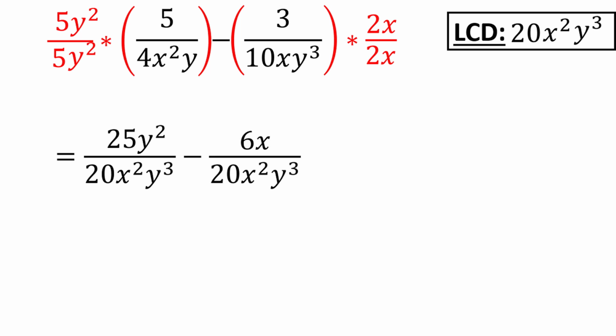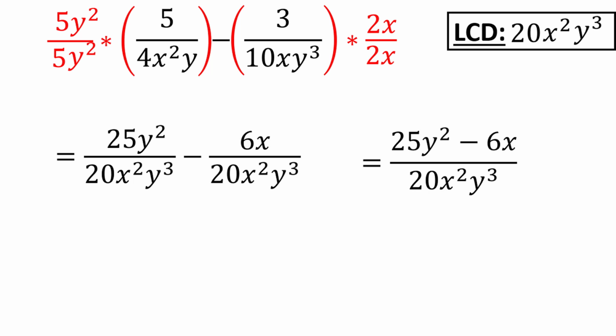Now we can subtract the numerators and combine to get one fraction of 25y squared minus 6x over 20x squared y to the third. Since we don't have like terms in the numerator, we can't simplify any further, so this is our final answer.